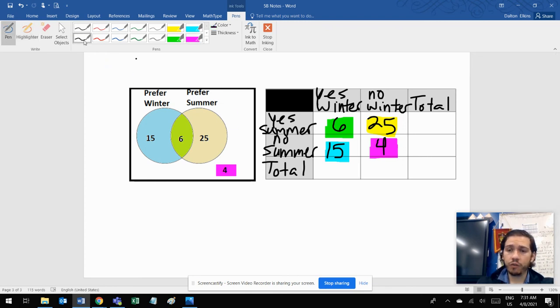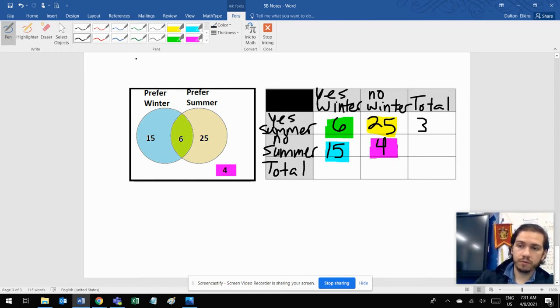The last thing we got to do is just total everything up, which is just adding vertically and adding horizontally. So in this first total here, this is the people who yes do like summer. There are 6 of them who like summer and winter, and then 25 who like summer but don't like winter. So if I add those together, I get 31.